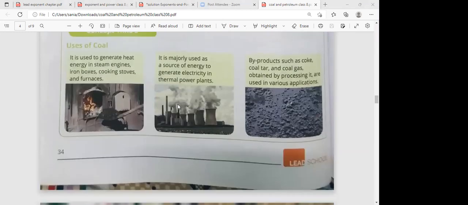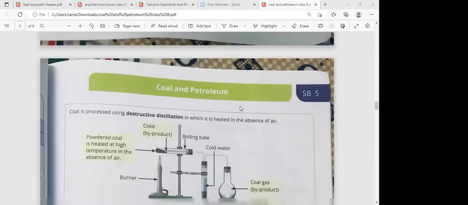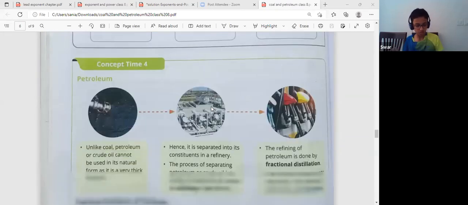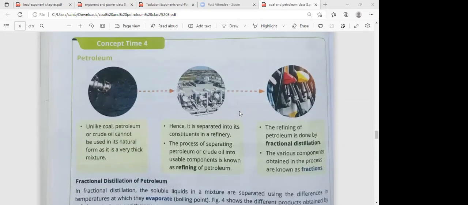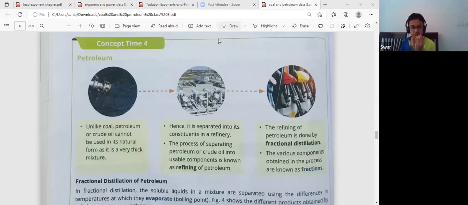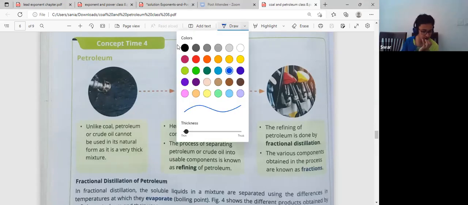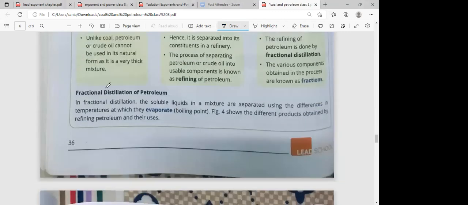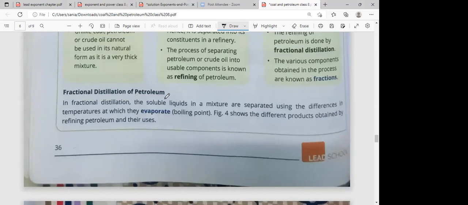Okay. So what we were doing, we did this, right? And we did this. We did petroleum, yes. Fractional distillation. We did this. No, we have to do it. So now, what is fractional distillation of petroleum?